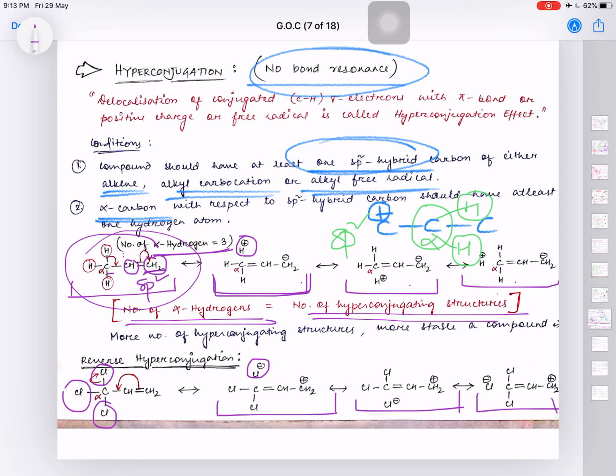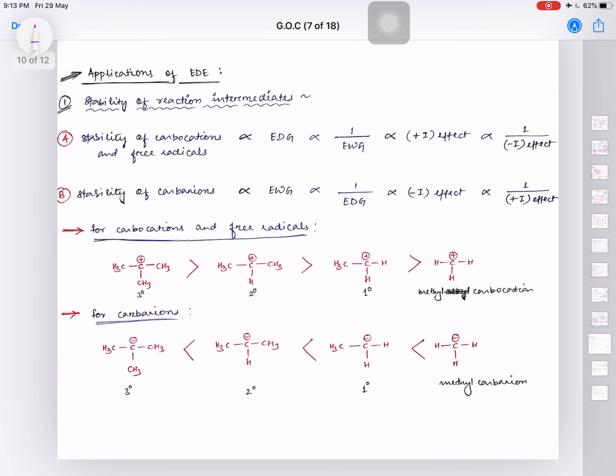Clear? This topic is not that tough, it is easy, you only need to know how to draw hyperconjugating structures. And in the exam you don't even have to draw them, you just find out the number of alpha hydrogens. If you count the number of alpha hydrogens, then you can easily write how many hyperconjugating structures you have. So if you are given 3-4 structures and asked to arrange them in order of stability, you just count the number of alpha hydrogens, and whichever has more alpha hydrogens will be more stable. Simple.